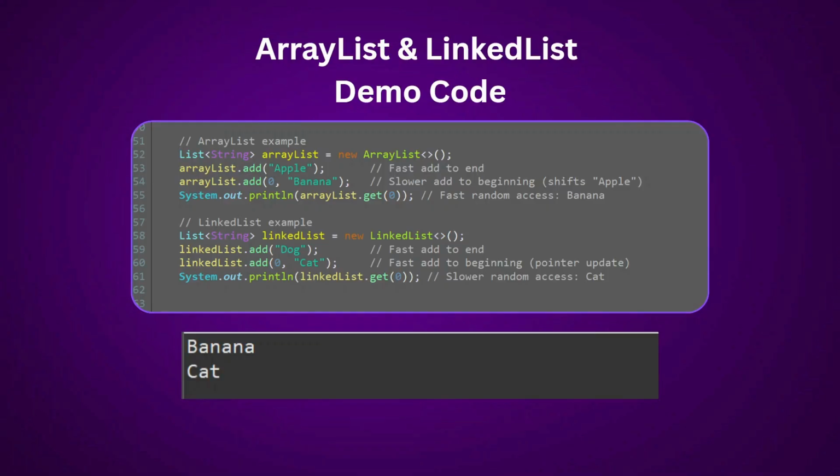And while getting the first element is actually very fast, basically O(1), I labeled it as slow random access, because if this list had 500 elements, accessing the 500th element would be significantly slower. That would require the system to go through 500 links.